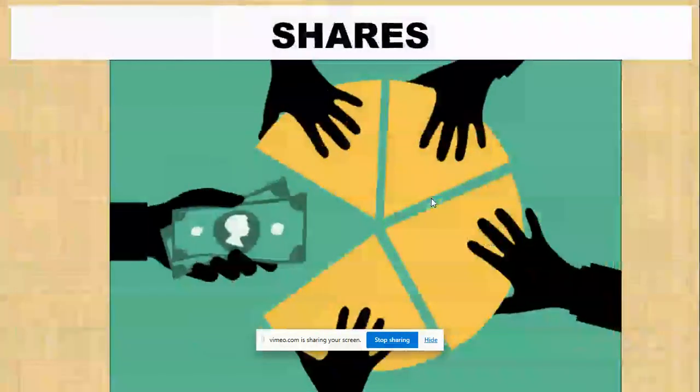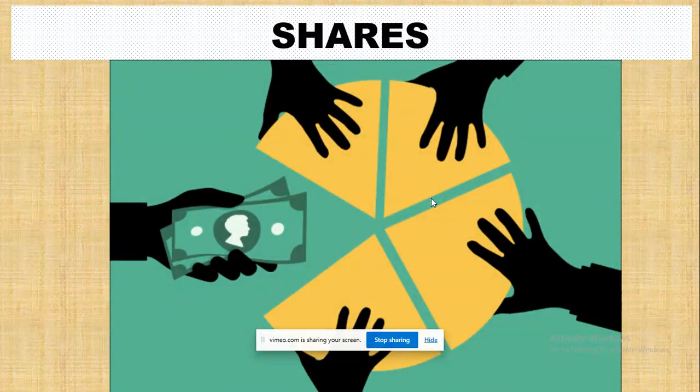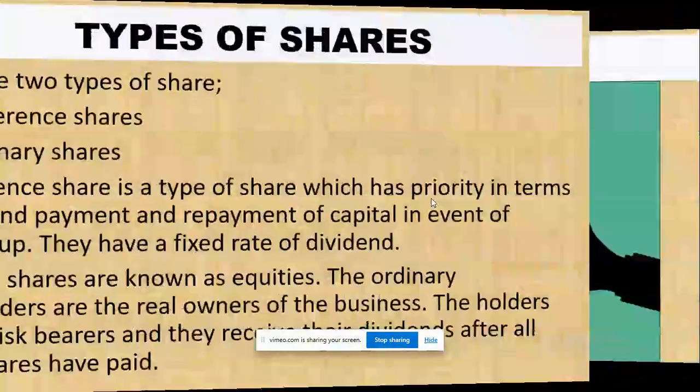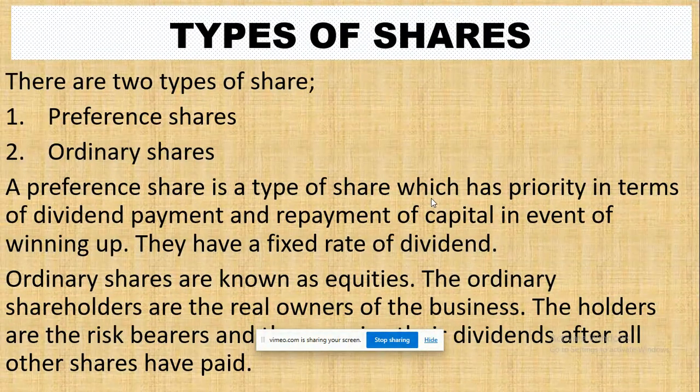Now, as you can see, the chart is talking about a portion that an individual has in a particular company, in a particular business. You can see the hands of the shareholders, using their money to support a particular business in a company. So now let's move to the types of shares. There are two types of shares. We have preference shares and ordinary shares.